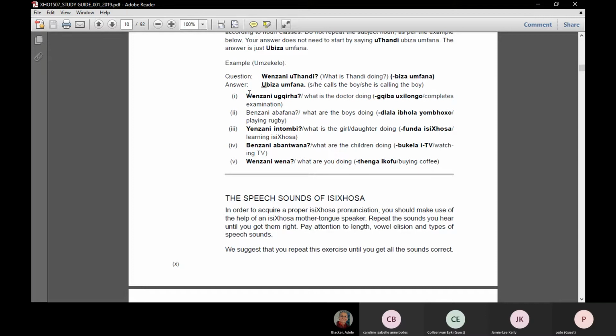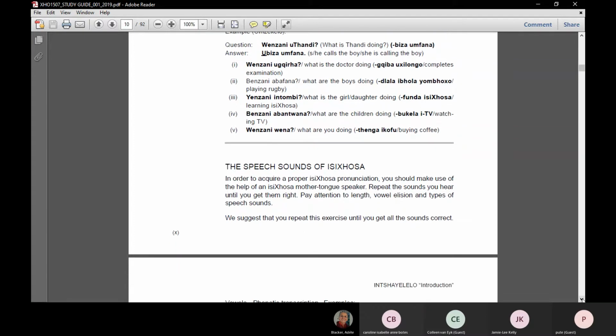So let's do number 1. Wenzani ugqirha? What is the doctor doing? Add the subject concord to the word gqiba uxilongo. Is it u? Ugqiba. It's u. Remember, because u is he or she. Remember the persons. Ugqiba. We are talking about the doctor. He or she completes the examination.